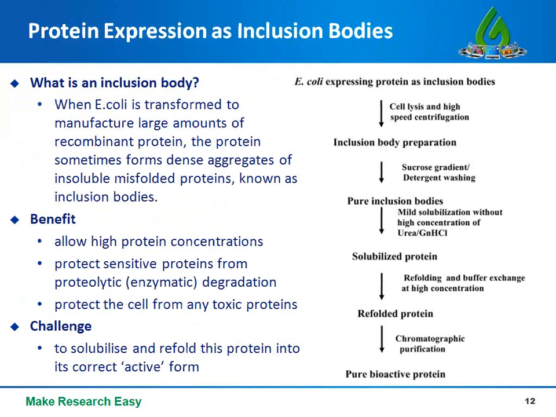The benefit from a production aspect of inclusion bodies is that they allow high protein concentrations, protect sensitive proteins from proteolytic degradation, and protect the cells from any toxic proteins. However, the big challenge is to solubilize and refold the protein into its correct active form.